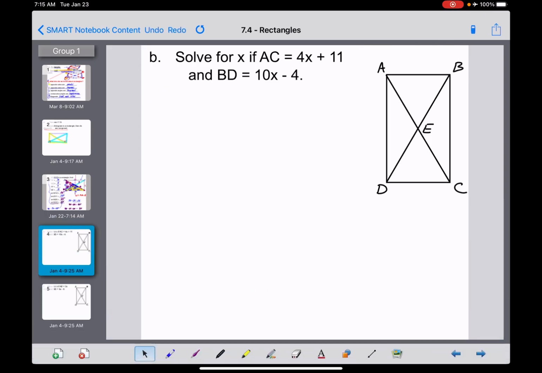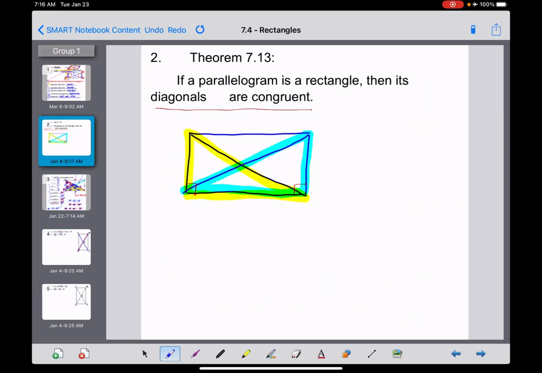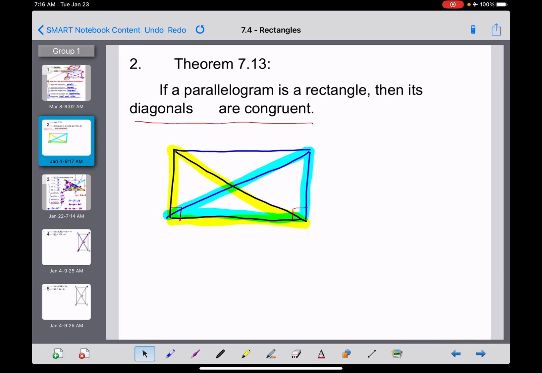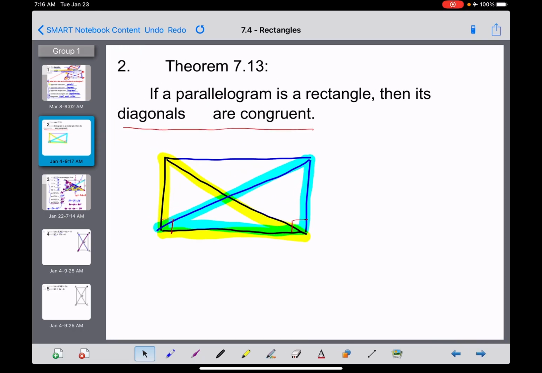We're going to solve for x. If the measure of AC, which is this diagonal right here, AC is 4x plus 11, and then BD, I'll do that one in purple here, from B to D is equal to 10x minus 4. Well, I want you guys to notice right here and to get used to the vocab that AC is a diagonal in this rectangle and BD is the other diagonal. And what do we know about diagonals in a rectangle? Let's go right back to Theorem 713. If a parallelogram is a rectangle, then its diagonals are congruent.